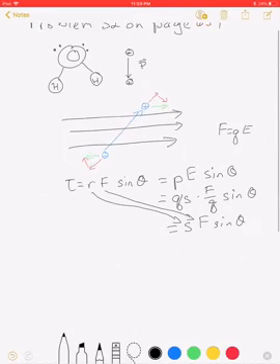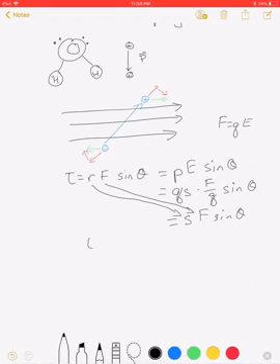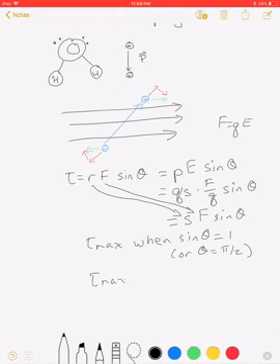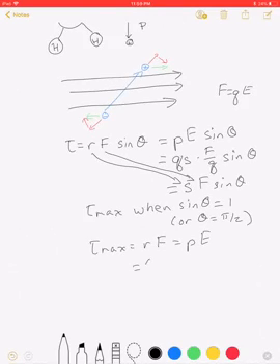So, in this case, we want to know what the maximum torque is. And the maximum torque is going to occur when the sine of theta is equal to 1, or we could say theta is equal to pi over 2. Either way, that means T max occurs when we have just RF, or just the electric dipole moment times the electric field. So we have those values.